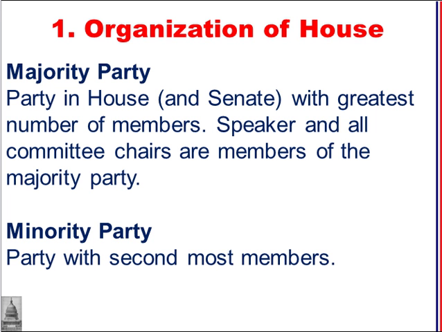And first I should back up and clarify what a majority party means. A majority party in the House and the Senate is the party that has the greatest number of members. So the Speaker in the House and all committee chairs become somebody who is part of the majority party. And a minority party is the party with the second most members. And it's very, very important with the way that Congress is structured to be the majority party. There's so much more power that comes with that.